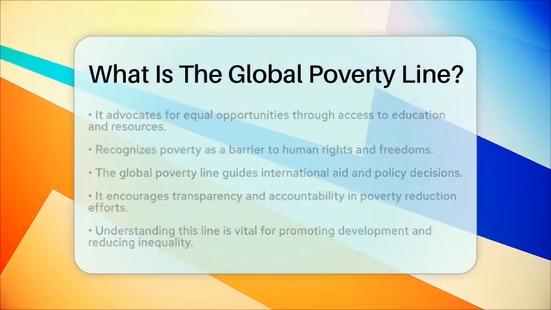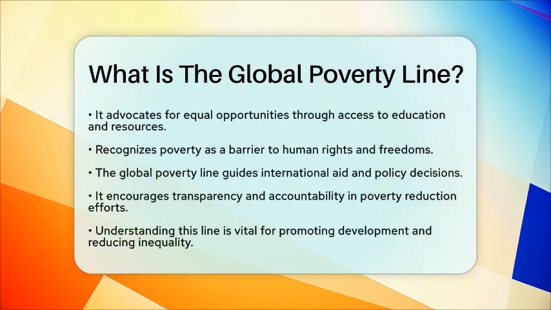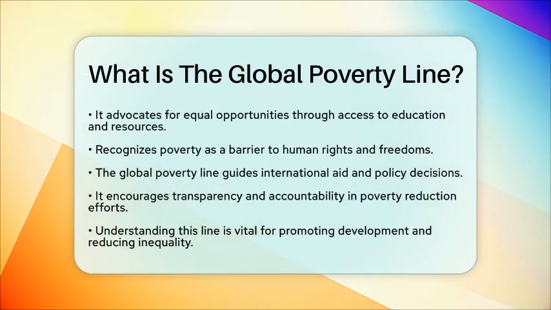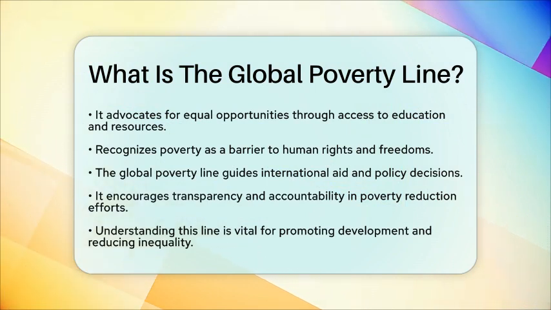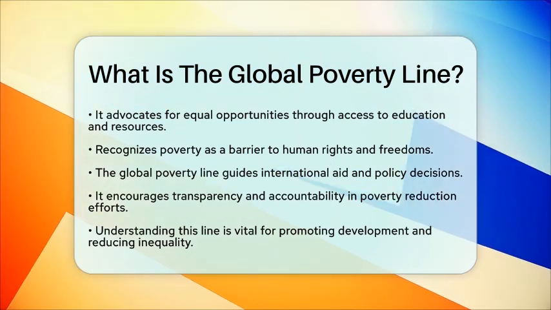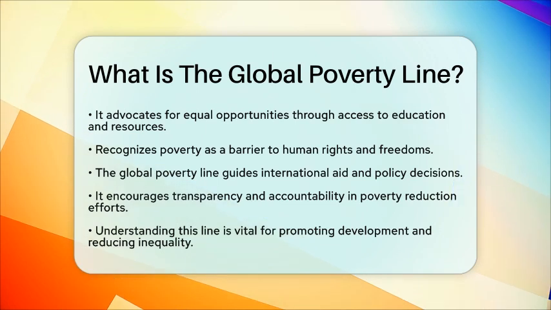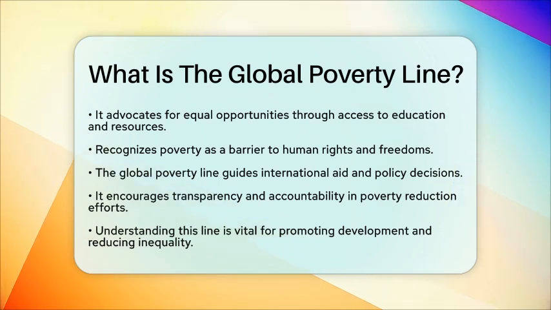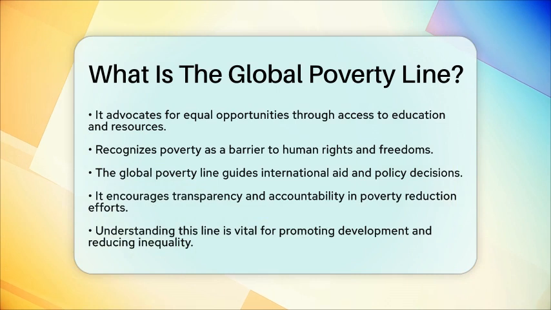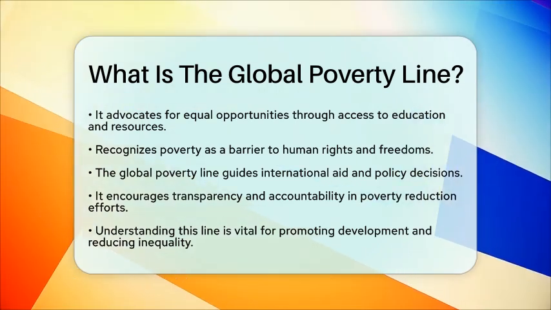In practical terms, measuring poverty with a global line helps guide international aid, development programs, and policy decisions. It allows for comparisons across countries and regions, identifying where interventions are most needed. The global poverty line encourages transparency and accountability in tracking progress toward reducing poverty, aligning with liberal values of fairness and human dignity. Understanding the global poverty line is essential for addressing extreme poverty worldwide.